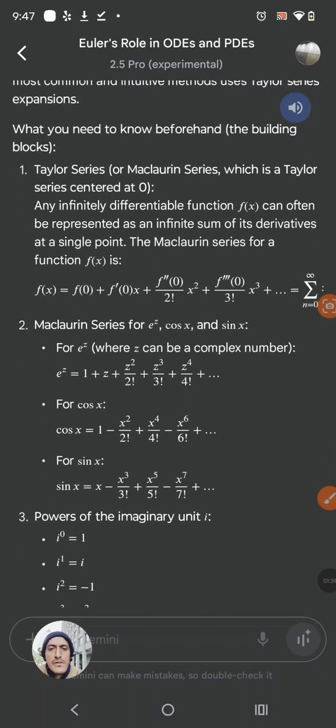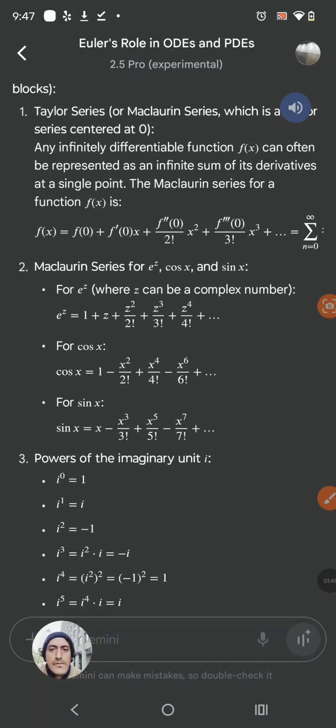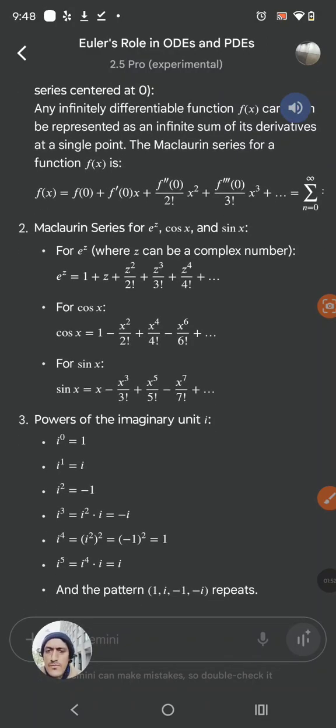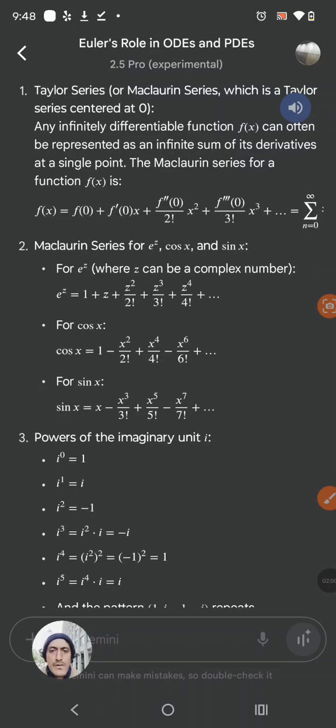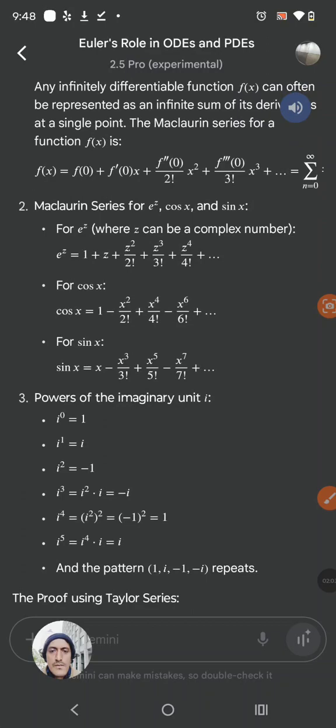So the Maclaurin series for e to the power z, cos x and sin x. So e to the power z equals 1 plus z plus z squared divided by 2 factorial plus z cubed by 3 factorial, and so on and so forth. Same for cos of x, it is 1 minus x squared by 2 factorial and so on. Same for sin of x, it equals x minus x cubed by 3 factorial plus x to the fifth by 5 factorial.